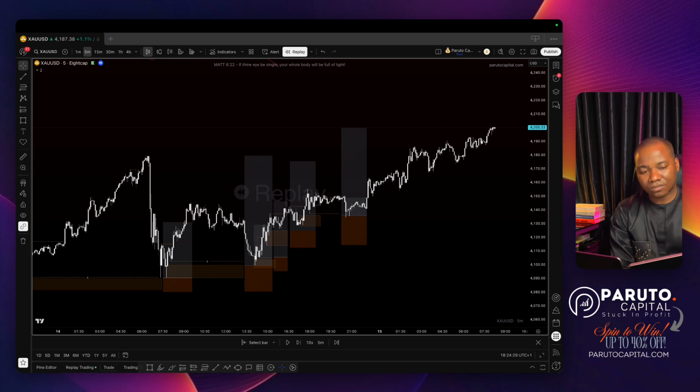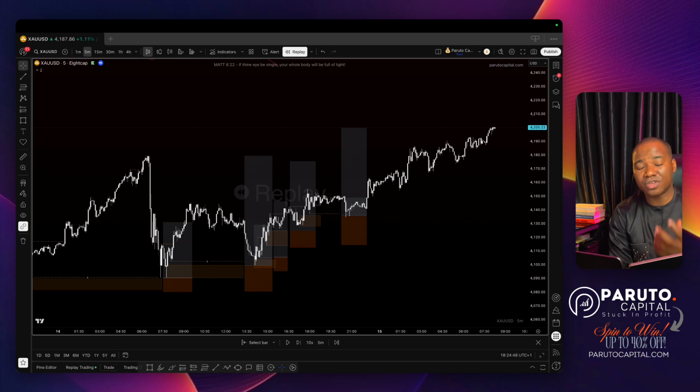Now, aligning with market cycles. Each time frame tells a part of the market story, okay? The weekly and daily show the macro cycle, what's happening in terms of the macro cycle. The 4 hour and the 1 hour show momentum and setup zones. The 15 minutes and 5 minutes show entry timing and execution.